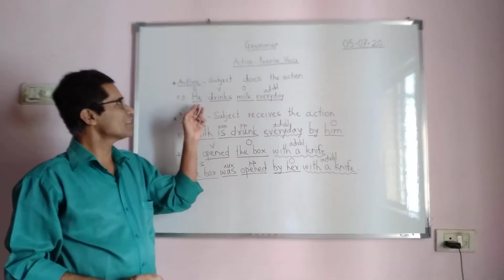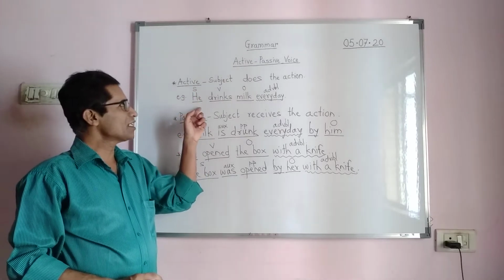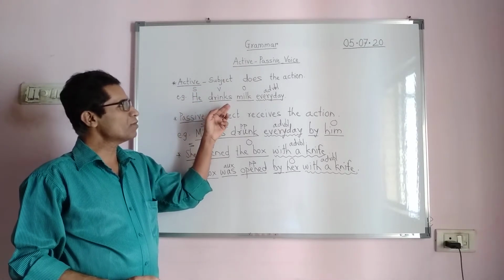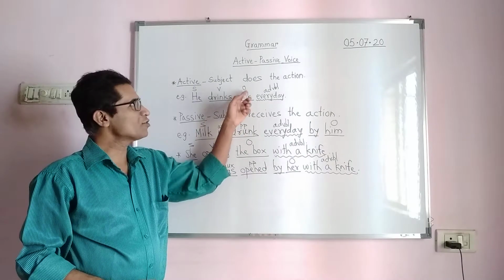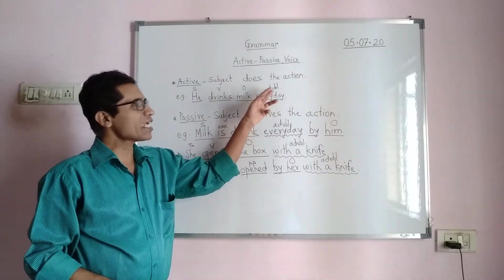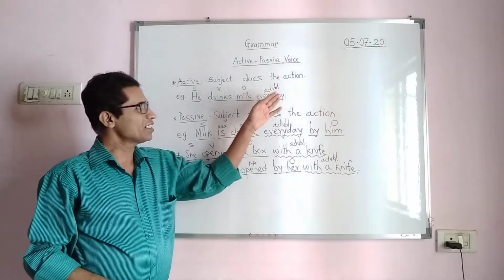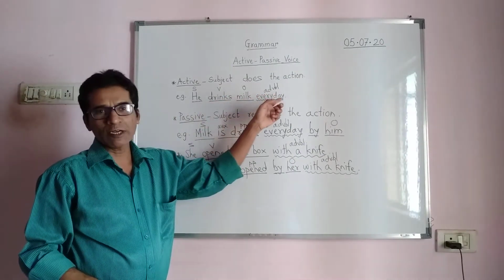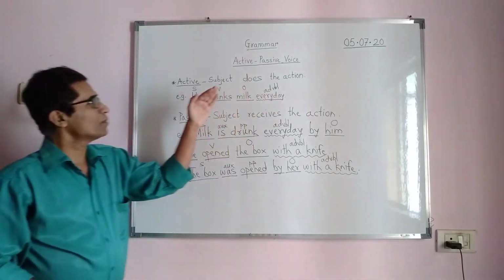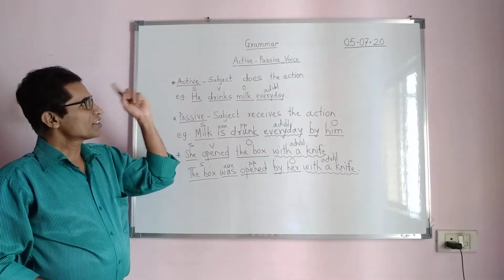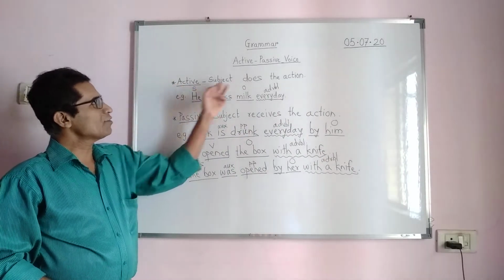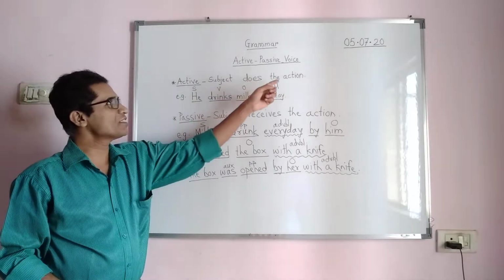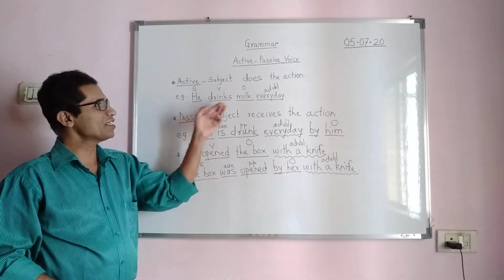In this sentence, he is the subject, drinks is the verb, and milk is the object. Every day is the adverbial. That is the part which tells something more about an action, and it is called adverbial. So again, try to remember, in an active sentence, the subject does the action, like he drinks milk every day.